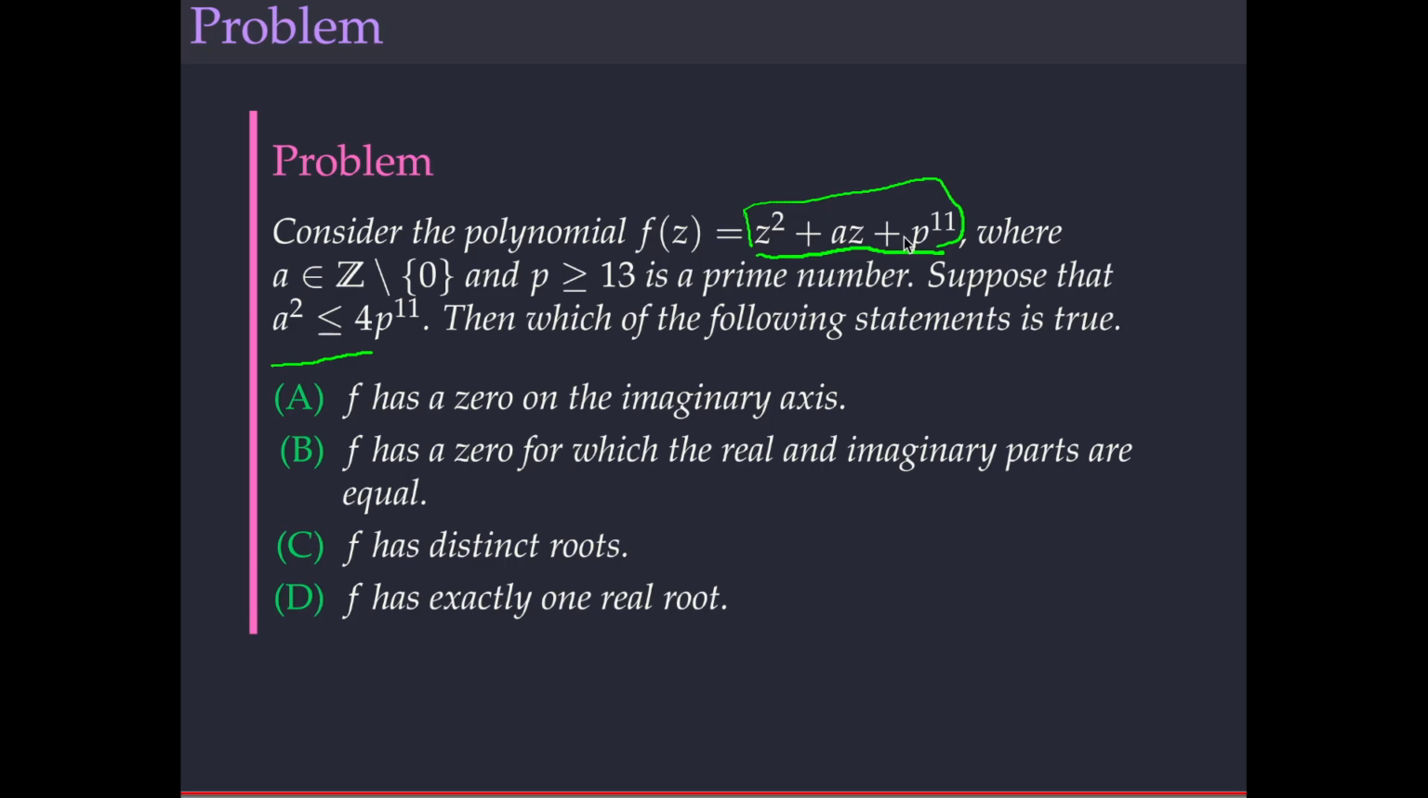Since this is a quadratic polynomial, analyzing the roots will be helpful if we analyze the discriminant of this polynomial. So this is a hint. Pause the video, try for a solution, and then watch the solution. I hope you tried for a solution.